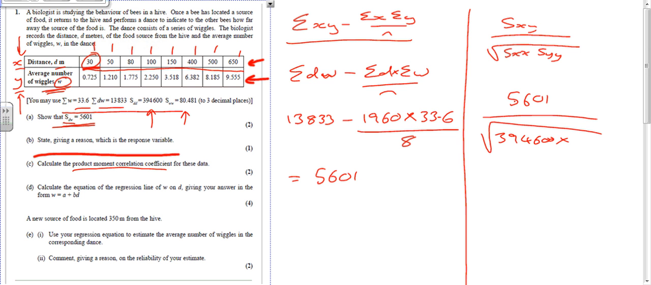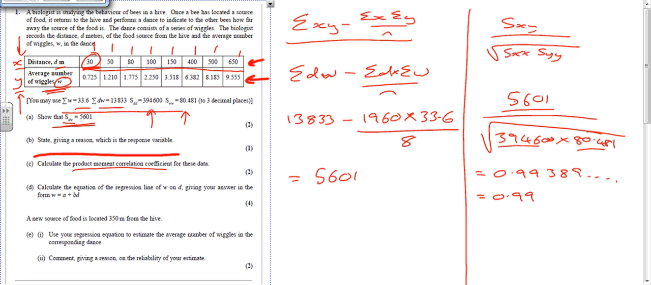So 394,600 times by 80.481. And notice that we've got to multiply them both together first, then square root the answer, and then do 5601 divided by that. And if we do that, we should get 0.99389. So what I'd always do is I'd put in a bunch of numbers here and then round it.